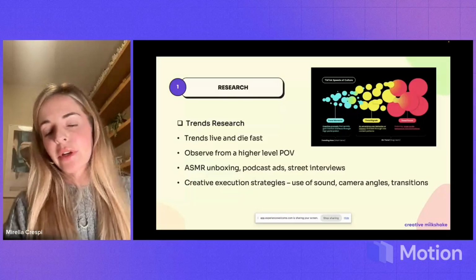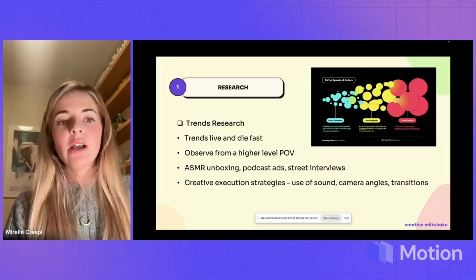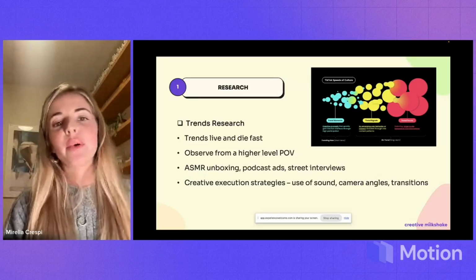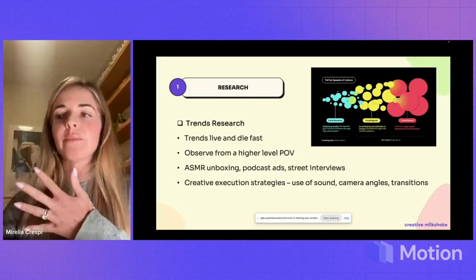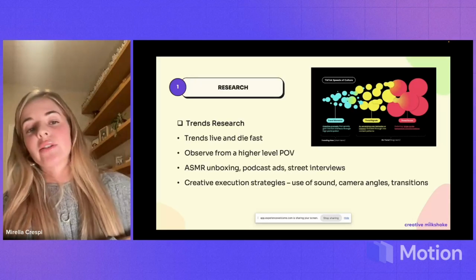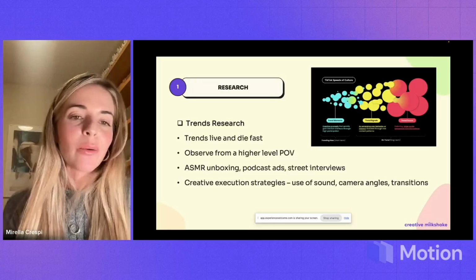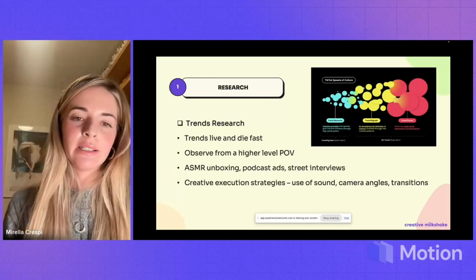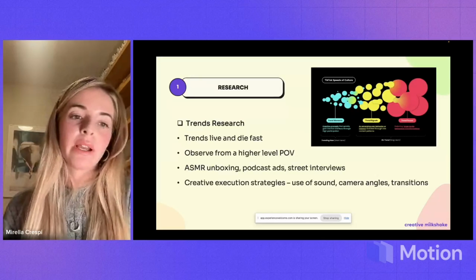So the timing of creative execution is also really important, right? Like last year, we saw ASMR unboxing, we saw the podcast ads and the street interviews and those comedy skits of the same person playing two characters. If you were early on that trend and you maximized that opportunity, great. But now we're starting to see that die and saturate. So try to keep your finger on the pulse of that.